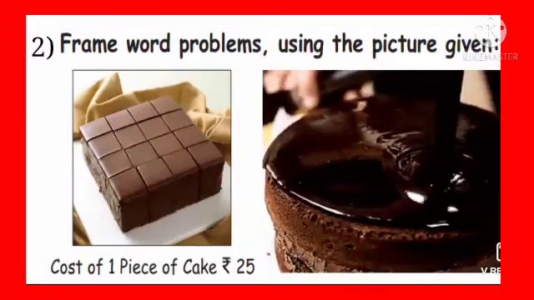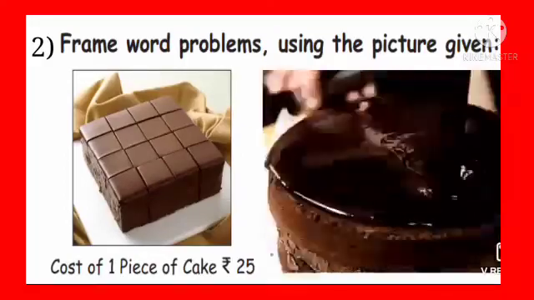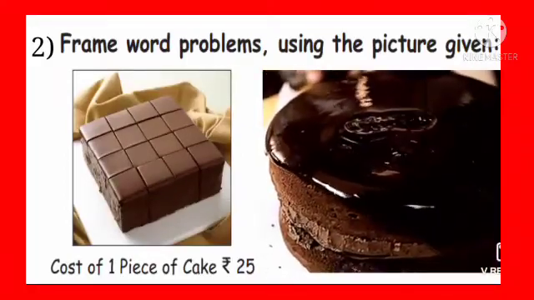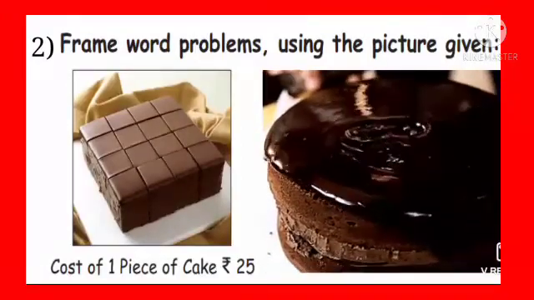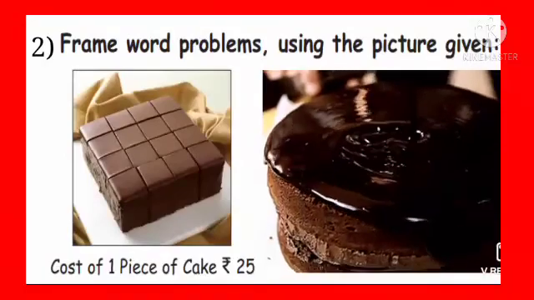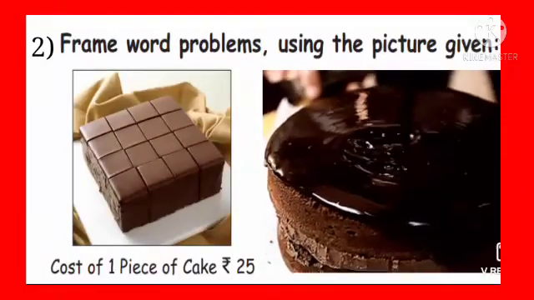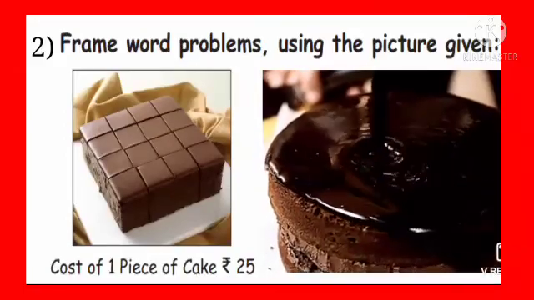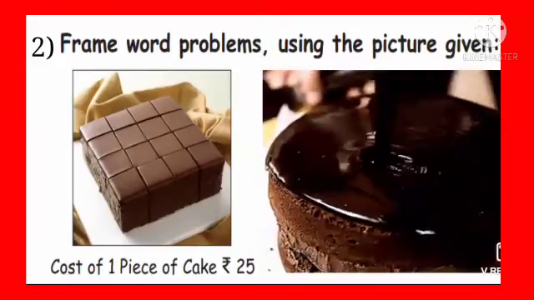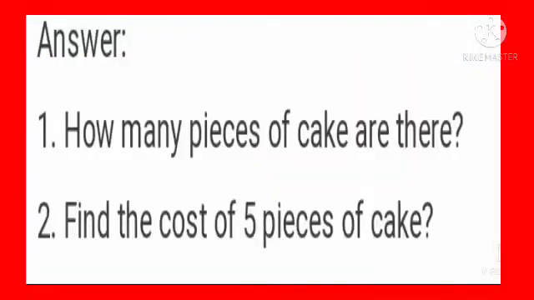Second question, frame word problems using the picture given. Here is a picture. Chocolate cake is given and the cost of one piece of cake is rupees 25. Here we need to frame questions by using the given detail. Cost of one piece of cake is rupees 25. Our answer is, first one, how many pieces of cake are there? Second question, find the cost of 5 pieces of cake.